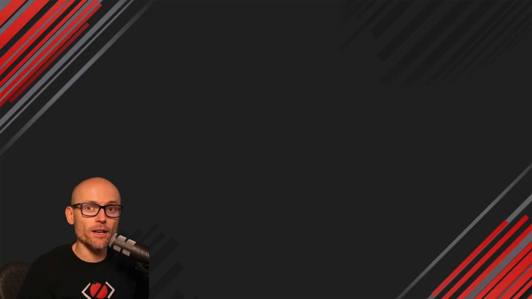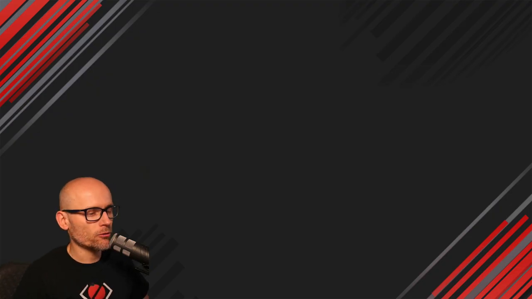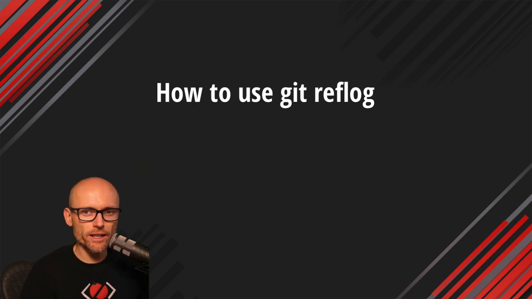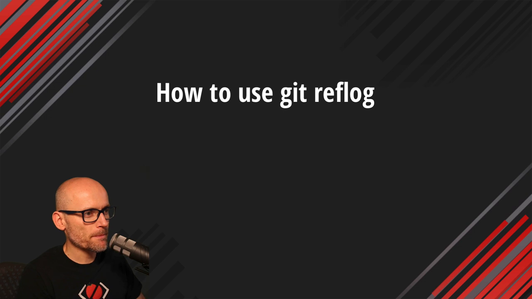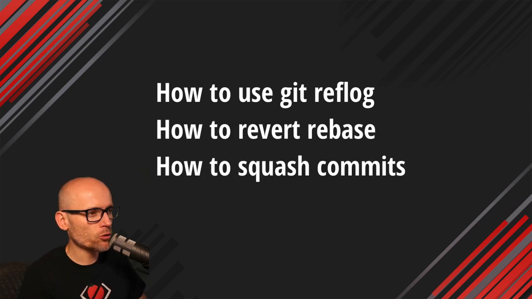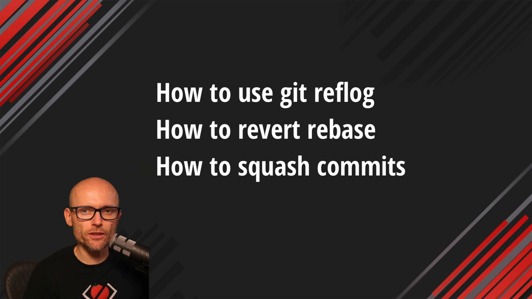Oof, we've done a lot in this video. You've learned how to use the Git reflog to look at the point of the history and revert to it, which means you now know how to revert a rebase and how to squash commits as well using the rebase. So rebase is very useful, and hopefully this tutorial was useful as well.